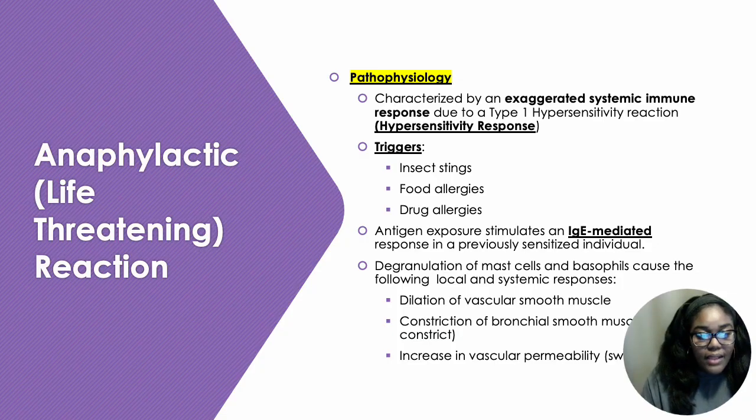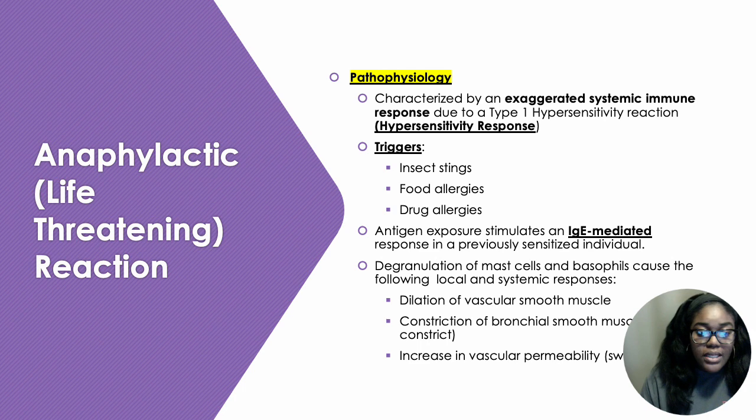Next, we'll talk about anaphylaxis, and again, this is that allergic reaction that is life-threatening, and it is characterized by an exaggerated systemic immune response due to a type 1 hypersensitivity reaction. The triggers include insect stings, food allergies, drug allergies, anything that would be considered not normally infectious or detrimental to an individual would be considered a trigger. When exposed to any of these triggers, they are considered antigens at that point, and they stimulate IgE-mediated responses. Again, when we're talking about anaphylaxis, this is an IgE-mediated response, and again, it is exaggerated immune response.